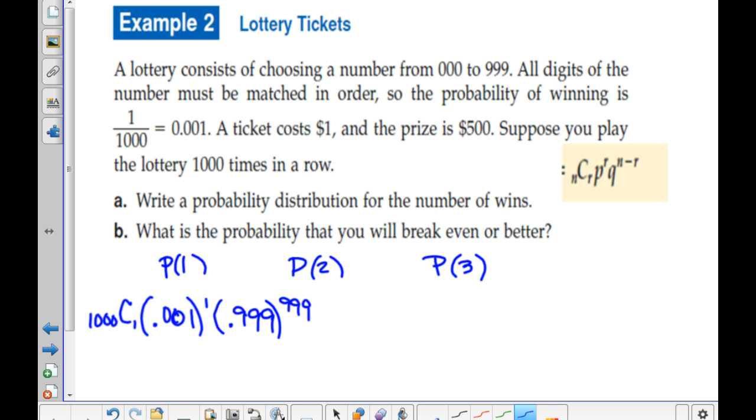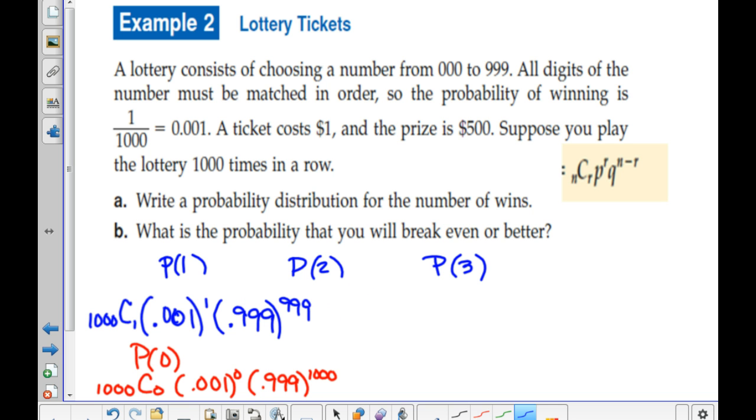Boys, you do that one. Girls, I forgot to do 0. Can you do this one for me? Out of 1,000, you win 0 times: 0.001 to the 0 times 0.999 to the 1,000. This is, you're going to lose 1,000 times. This is going to win once.